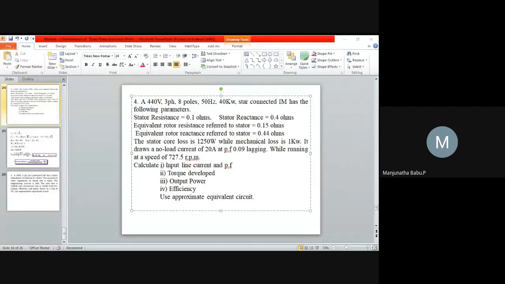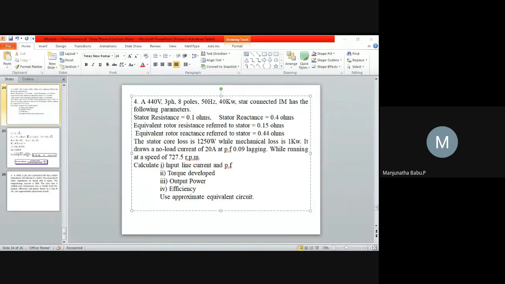Stator core loss is 1250 watts. The stator core loss that is given is for the whole system, that is for 3-phase. So if we want to find the no load losses per phase, that has to be divided by 3. While mechanical losses is 1000 watts, it draws a no load current of 20 amps.